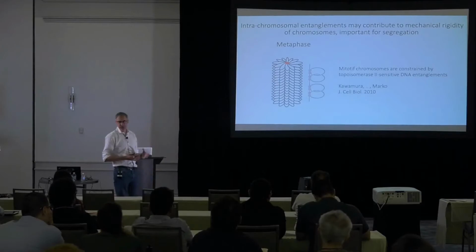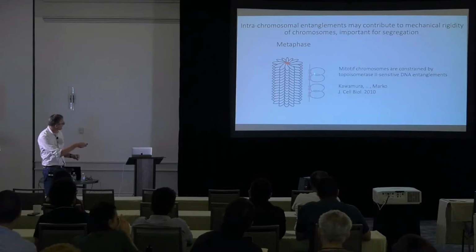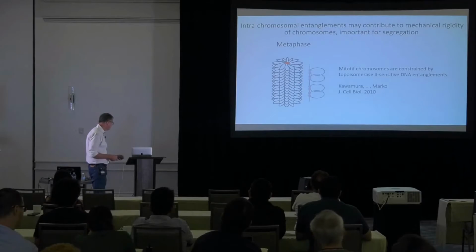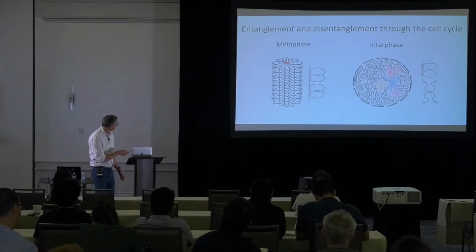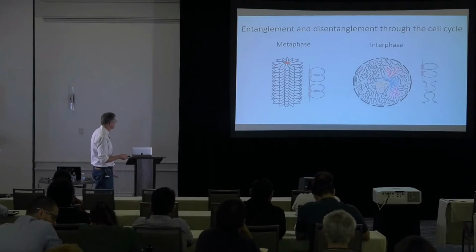And this is important for the mechanical rigidity of chromosomes. Chromosomes need to be stiff in mitosis for accurate chromosome segregation. So this is not just some kind of accidental thing, I believe. These catenations contribute to the mechanical properties of mitotic chromosomes, and that is important for their segregation. Now, it also means that as cells cycle through their cell cycle, they're actively catenating and decatenating, or entangling and disentangling their chromosomes, which I think is a really fascinating concept. So the question is, how does that work?